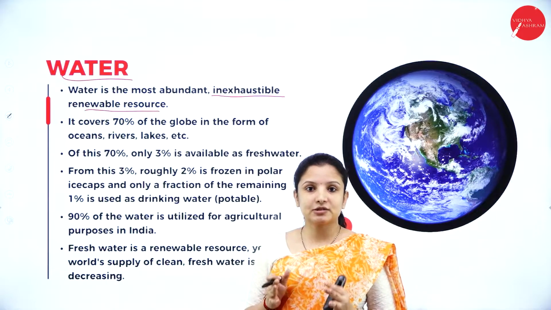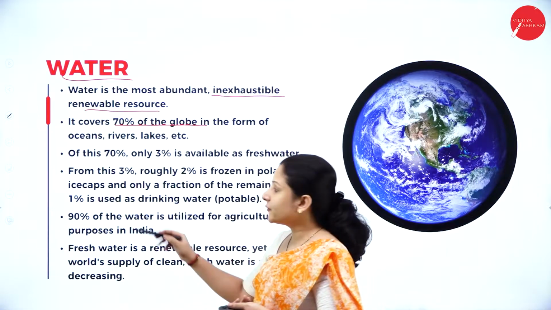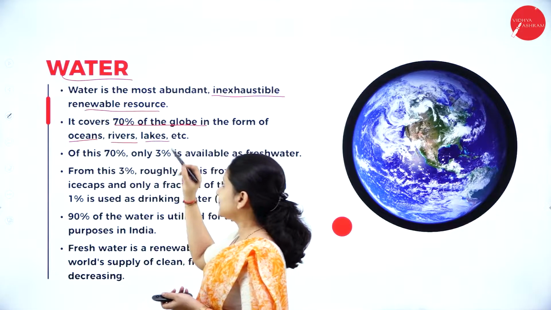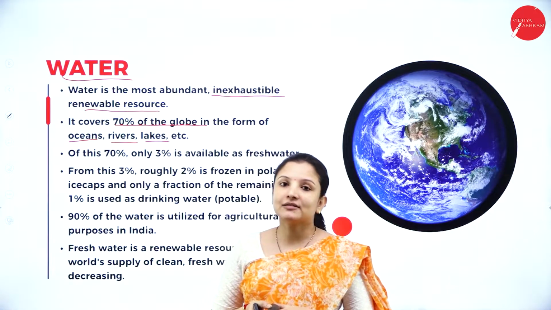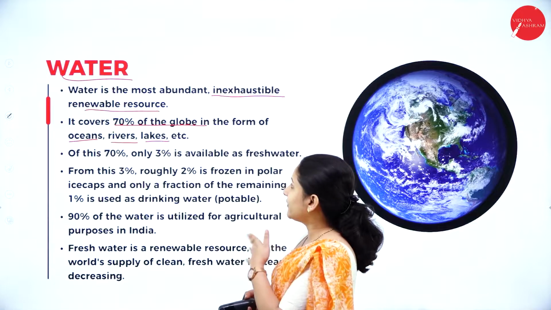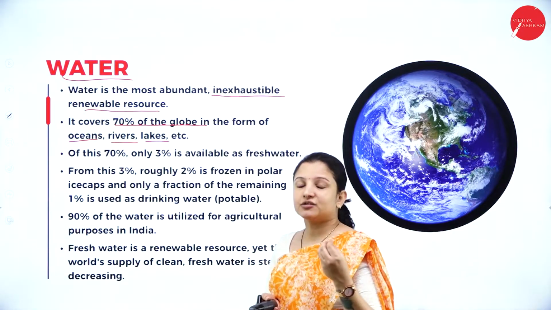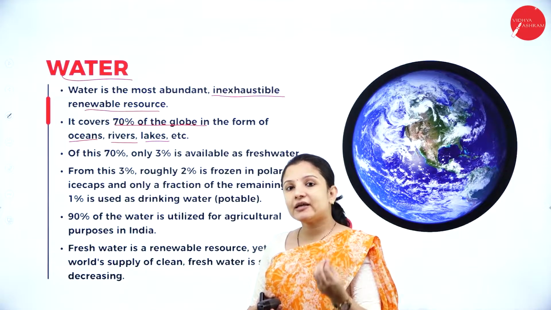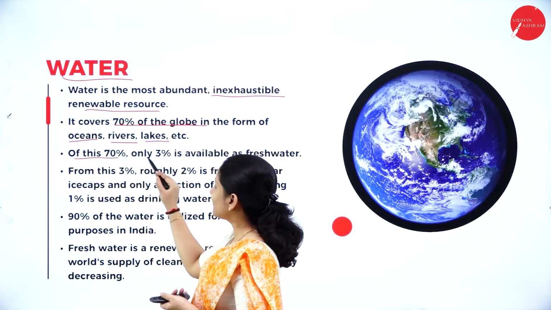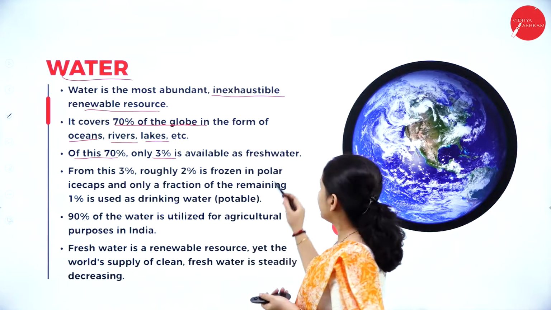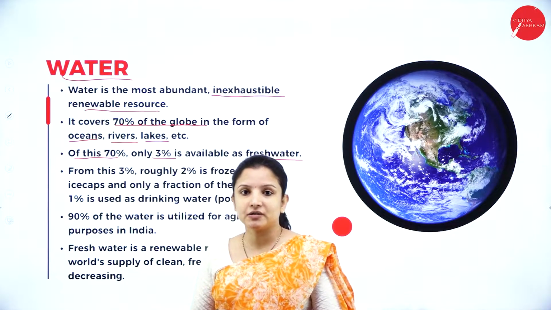And 70% of the globe or the earth is covered by water in the form of oceans, rivers, lakes, etc. So we have both fresh water and marine water that is covering our planet. In that, 70% is made up of oceans, rivers, lakes, small streams, ponds, various sources of water. Of this 70%, only 3% is available as fresh water. So this fresh water can be used for various industrial purposes and all that.